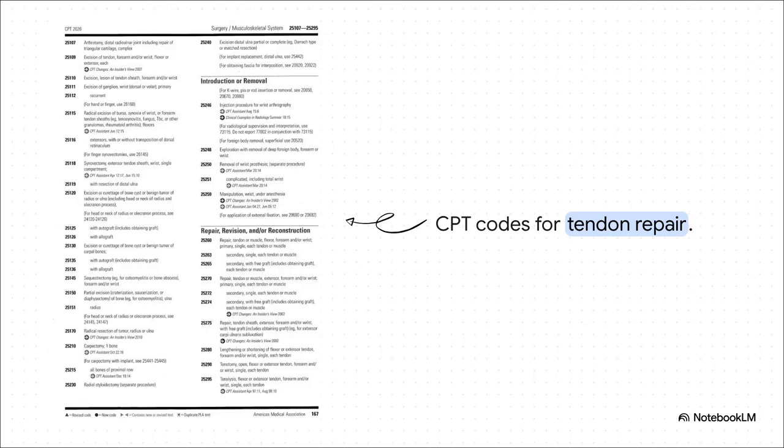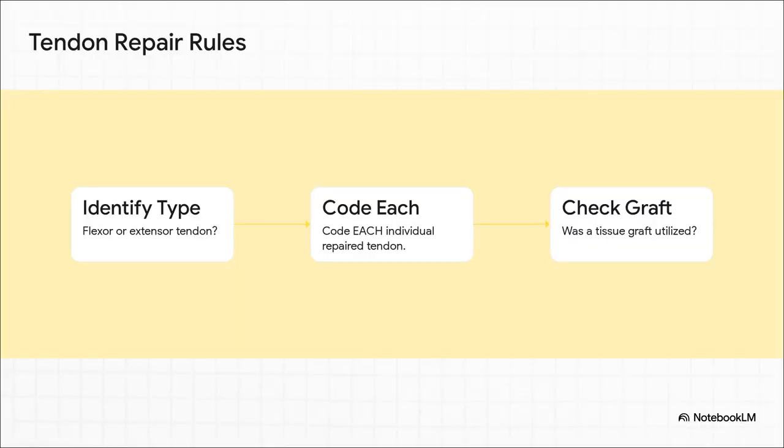You'll notice they specifically differentiate between primary, secondary, flexor, and extensor repairs. Now listen up, because here's the golden rule, the absolute critical CPT guideline you must memorize for tendon repairs. Step 1. Identify if the tendon is a flexor or an extensor.